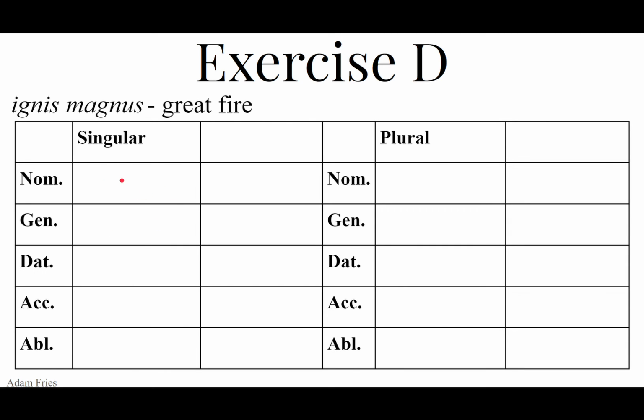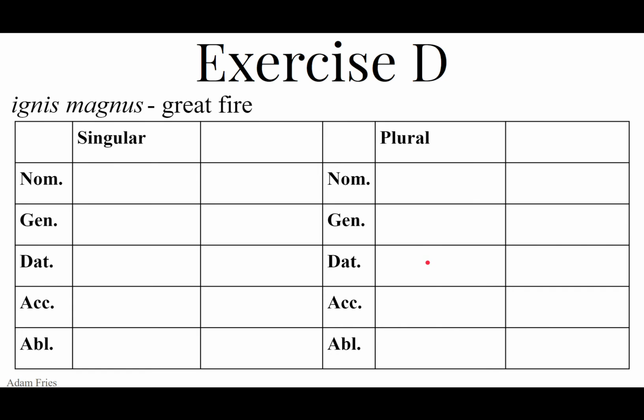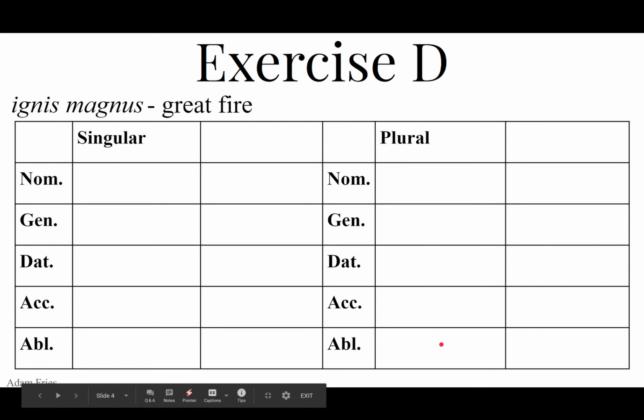If it is an I stem and it's masculine, that means that the genitive plural will end in I-U-M, not just U-M. So it's ignium instead of ignum. So ignium, and that's the only change in the masculine / feminine I stems. So ignis, ignis, igni, ignem, igne, ignes, ignium, ignibus, ignes, ignibus.